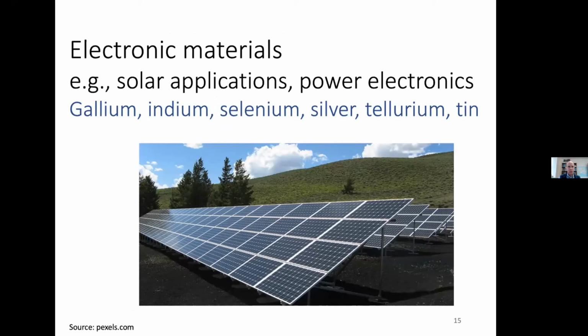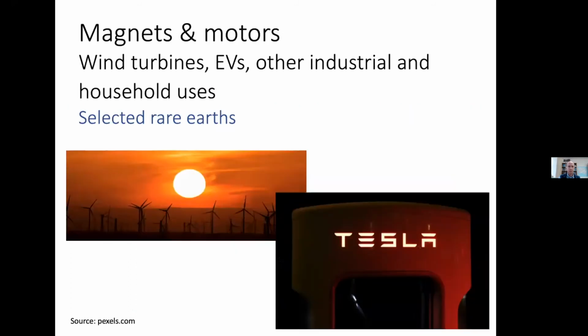Well, we have a number of electronic applications with solar technologies, as well as more mundane power electronics that include things like gallium, indium, selenium, silver, tellurium, and tin. Well, gallium, indium, selenium, and tellurium are all produced as minor byproducts associated with major metals. For magnets and motors, we have certain of the rare earth elements. And so we have rare earths that are important in state-of-the-art magnets, which are essential in the most efficient electric motors, which in turn are important for wind turbines, EVs, and other industrial and household uses.